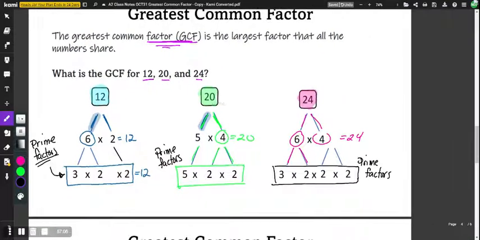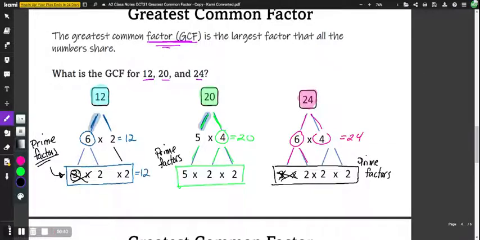What we need to do now is take a look at all of these factors. One of the factors is 3. Do we have a 3 in common with the other numbers? No, there's no 3 in 20, but there is a 3 in 24. Since 3 is not common in all of the numbers we're comparing, we're not going to use that.